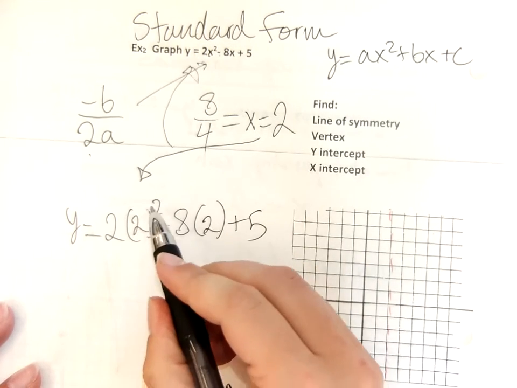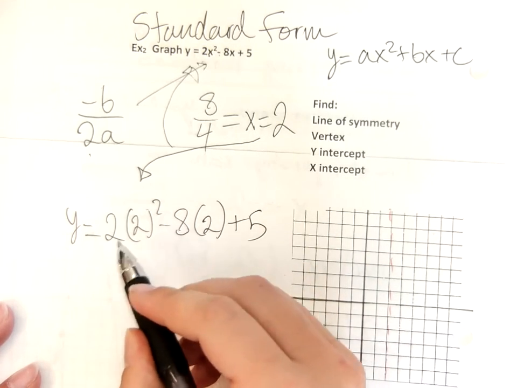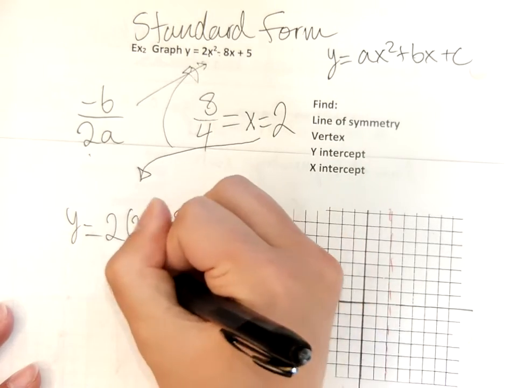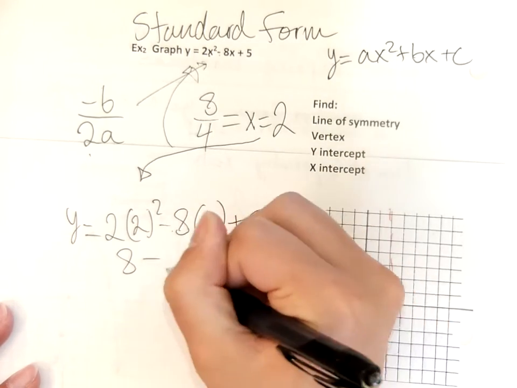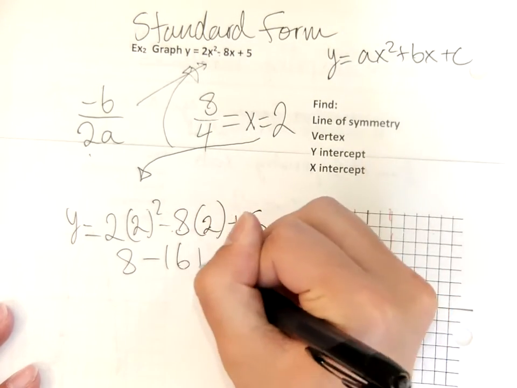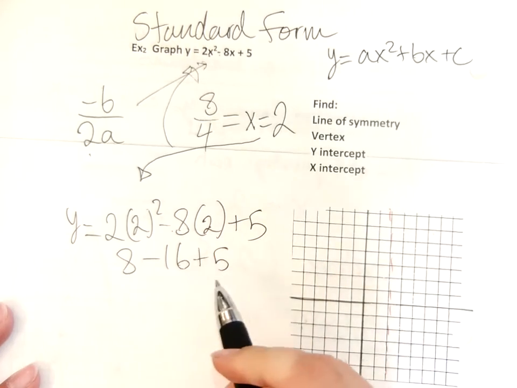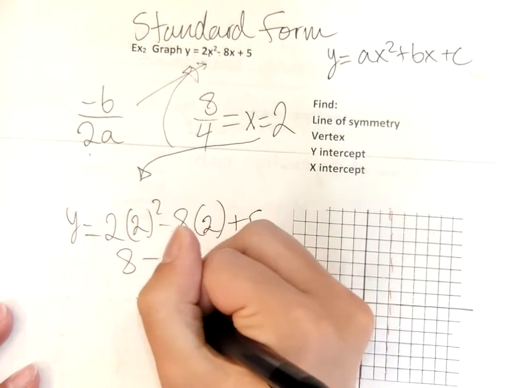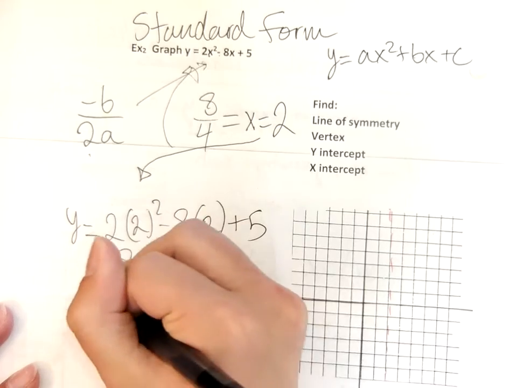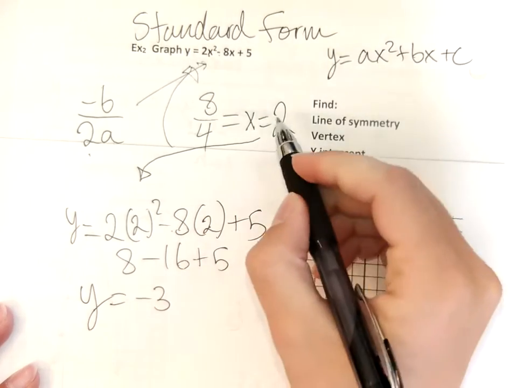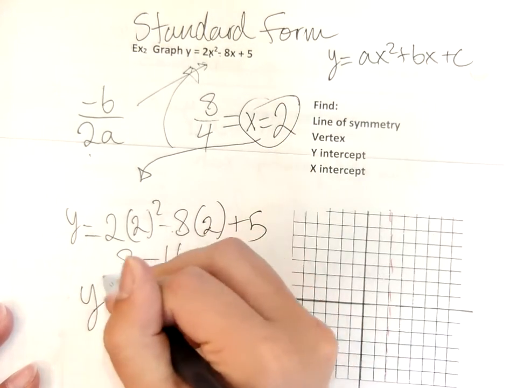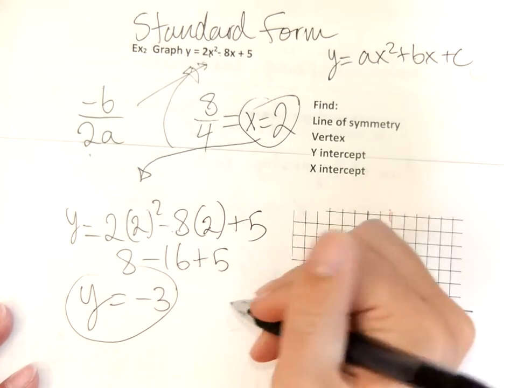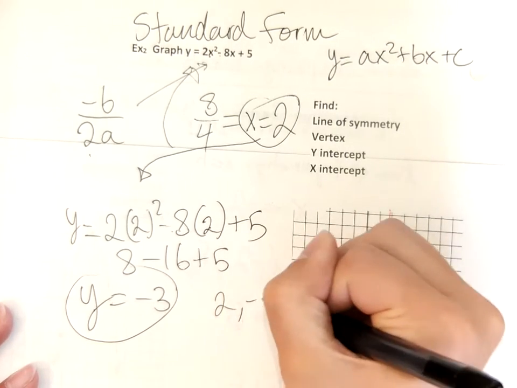So doing this out, 2 times 2 is 4, times 2 is 8. We have 8 minus 8 times 2, which is 16, plus 5. 8 minus 16 is negative 8, plus 5 is negative 3, equals y. So this gives us our vertex, because we have our x value and the corresponding y value: 2 comma negative 3.